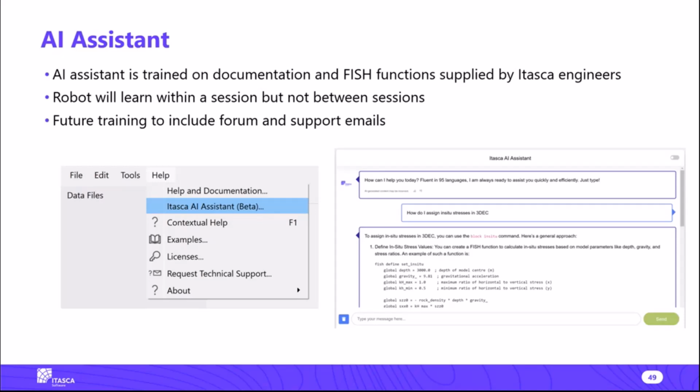You can get there from the help menu. You just go to Help, ITASCA AI Assistant, and then you can get there.